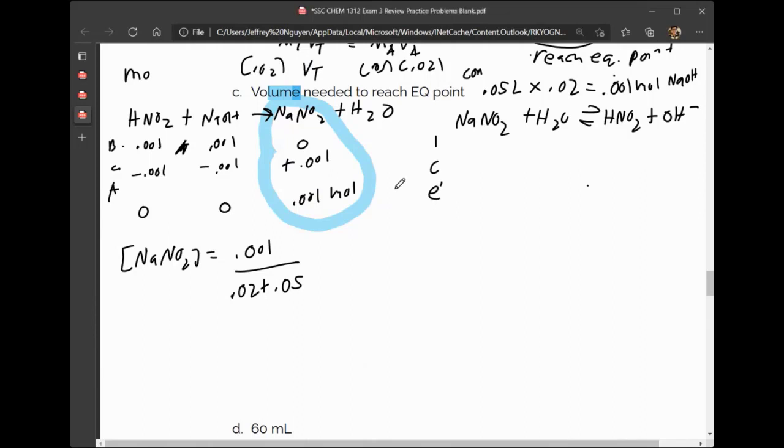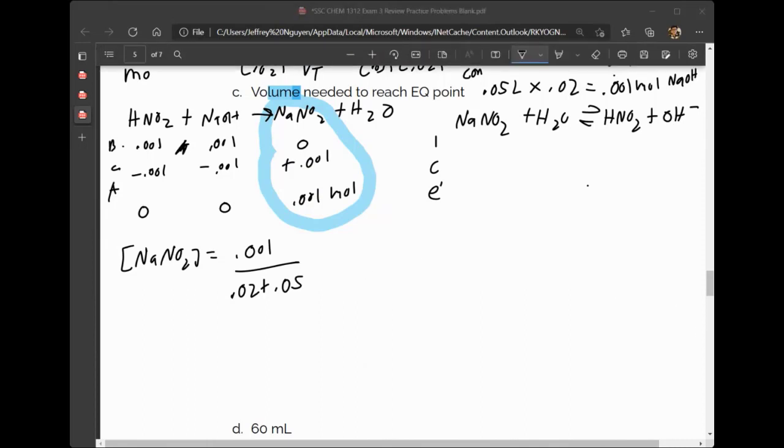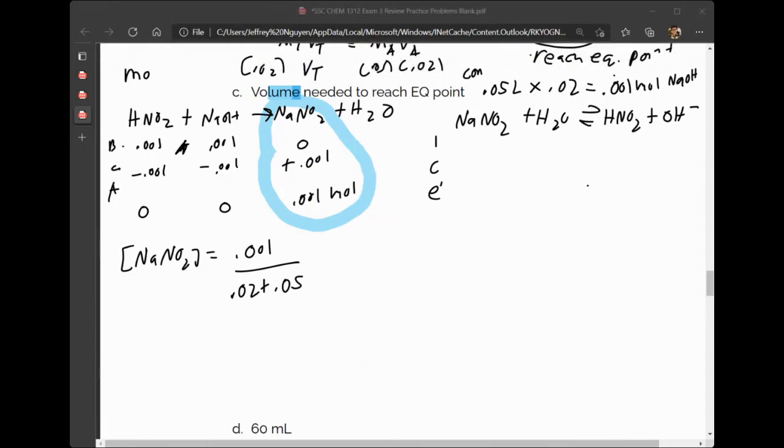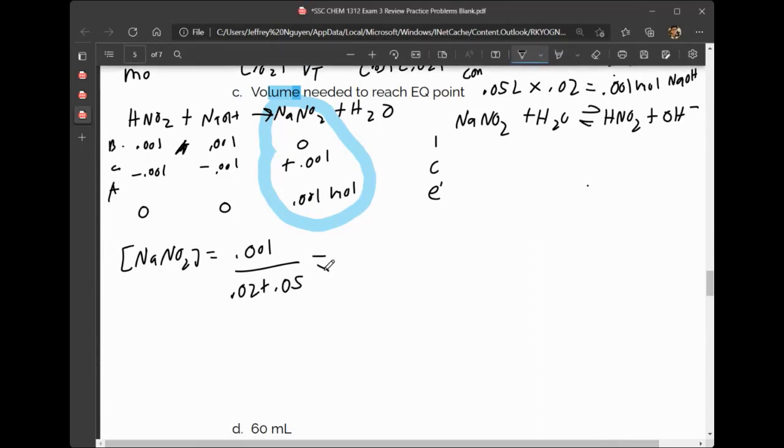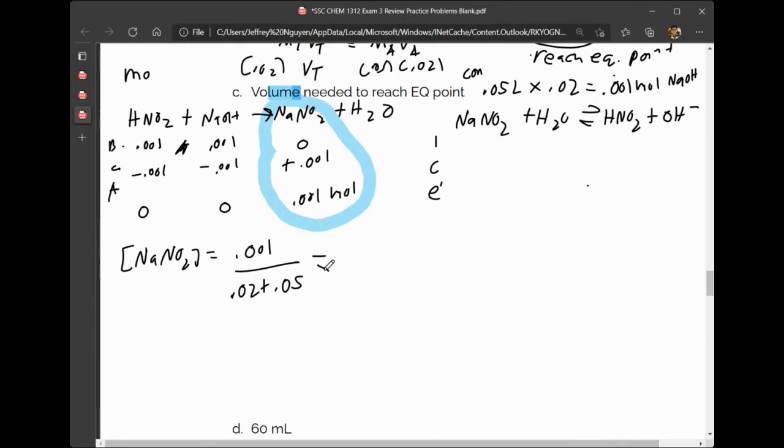Okay. So finding the concentration of this value. Oh, is that a question I hear from someone? Okay, if not then. But if you guys have a question, please ask.